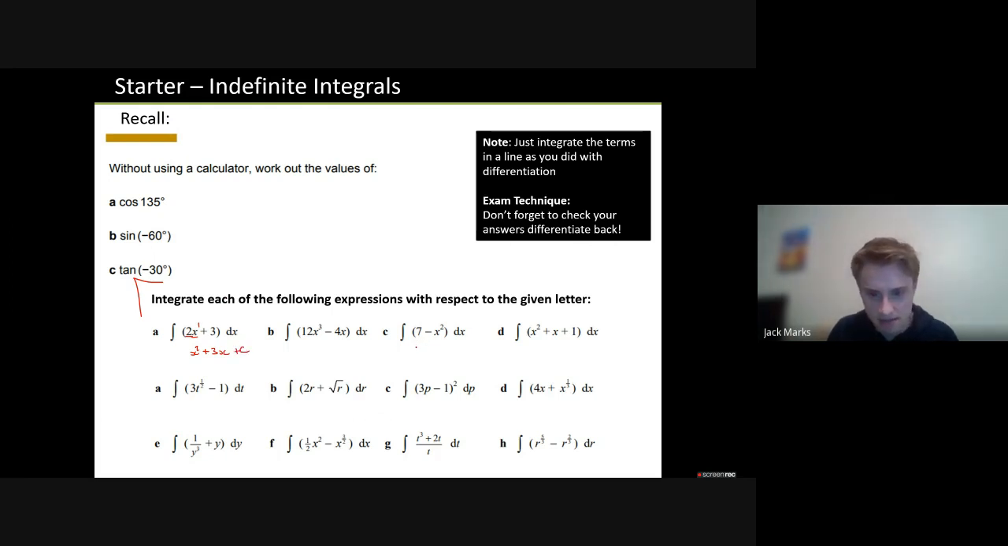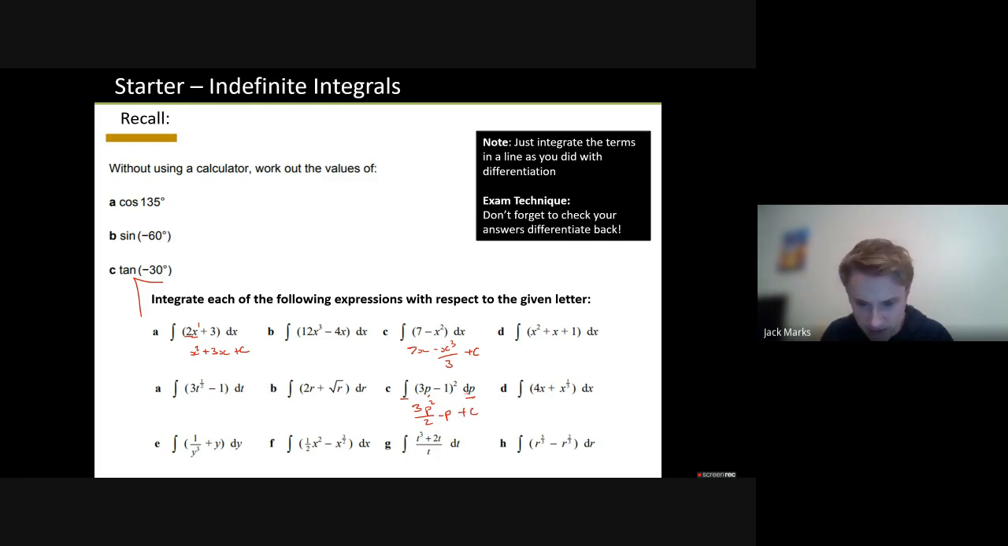Let's pick another one here. So this will be 7x minus x cubed over 3 plus c. This one is being integrated with respect to p. So that means you have to integrate the p's. So you would get 3p squared over 2 minus p plus c.